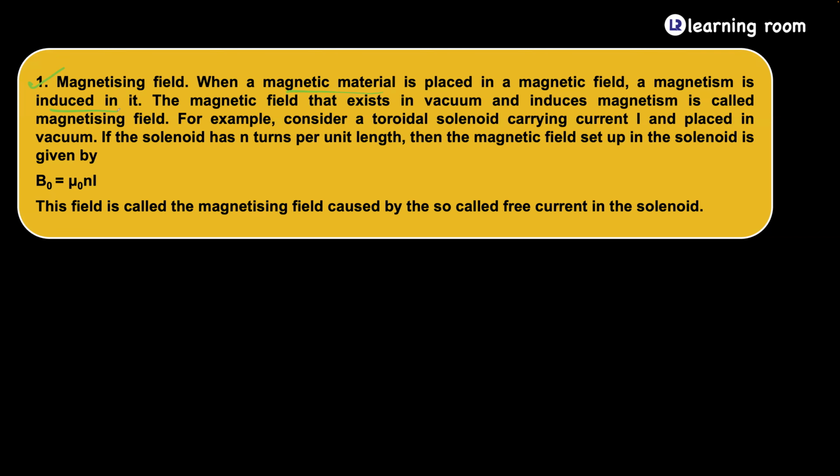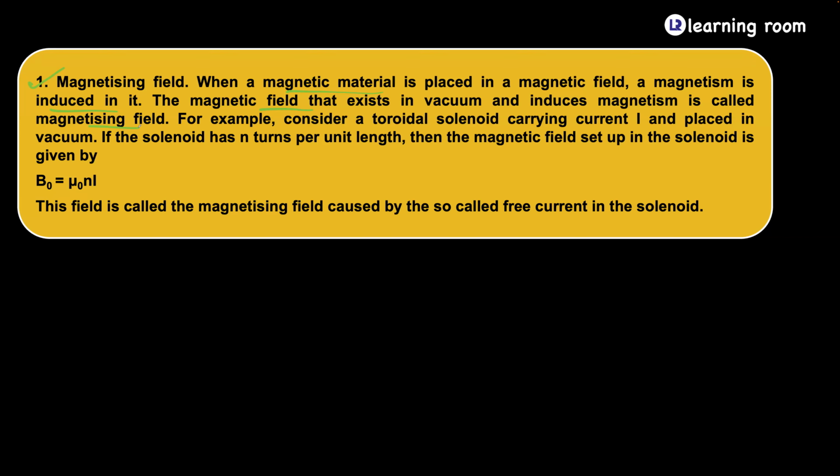We could see it. What is the meaning of induction? That something is happening without any physical contact. That is why it jumped, right? The magnetic field that exists in vacuum and induces magnetism is called the magnetizing field.